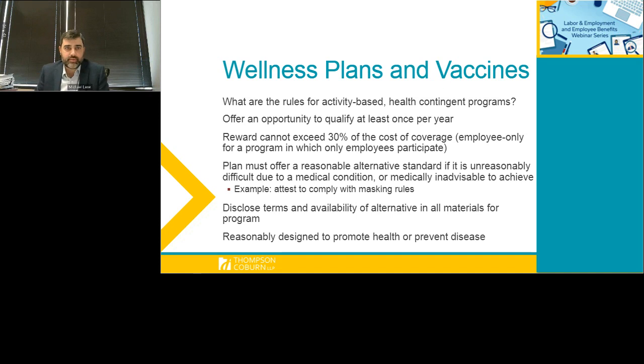The plan must disclose the terms of the program and the availability of the alternative standard in any materials that you send out to describe the program. Typically, that might be your open enrollment materials, or in advance of open enrollment, descriptions going to employees, encouraging them to get vaccinated in order to get the incentives. Finally, the program must be reasonably designed to promote health or prevent disease. And obviously, the agencies feel that COVID-19 vaccines are designed for that purpose.